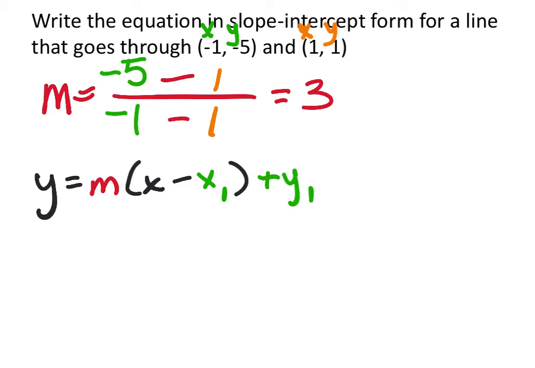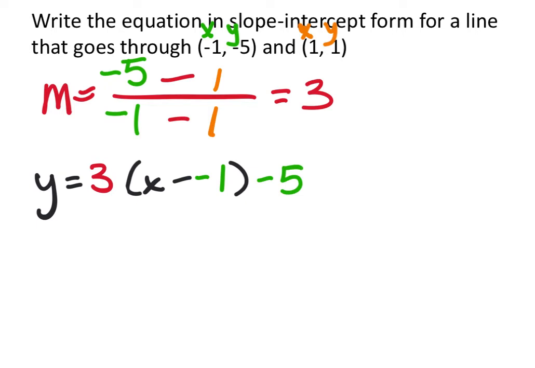Like this. All right, so I replace the values. I know the slope is 3, so I'm going to replace the m with 3 there. And then I'm using that green ordered pair, which is negative 1, negative 5. So x is negative 1, and the y value is negative 5. So just replace those values respectively.